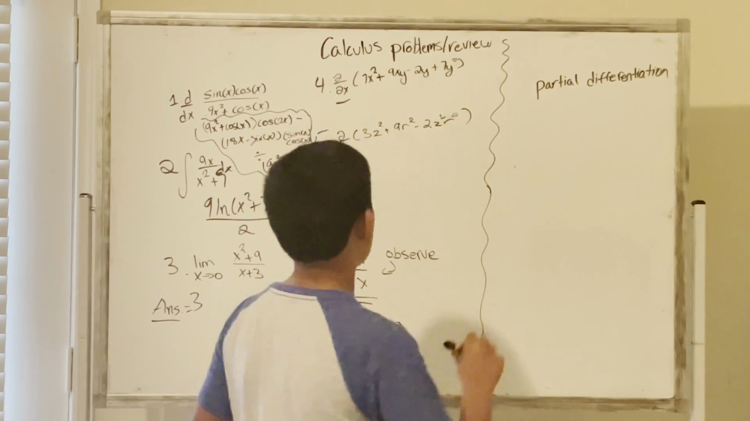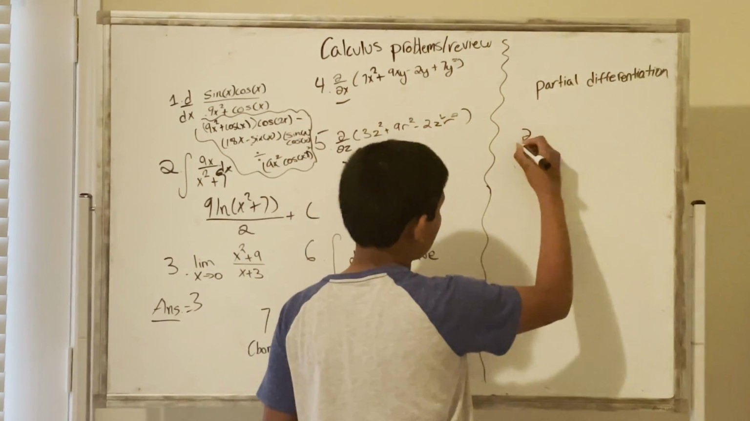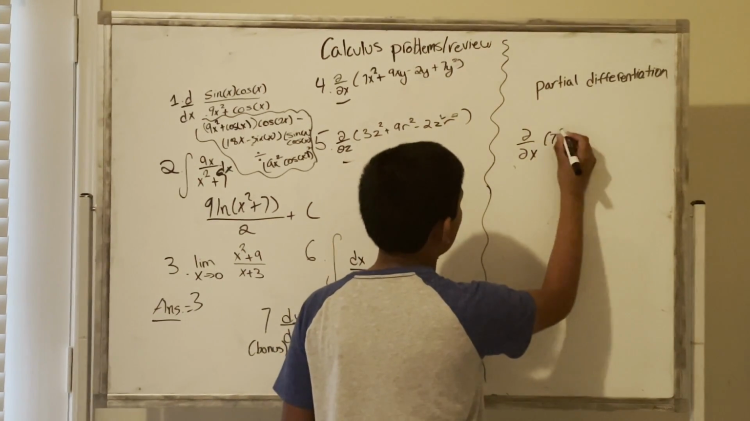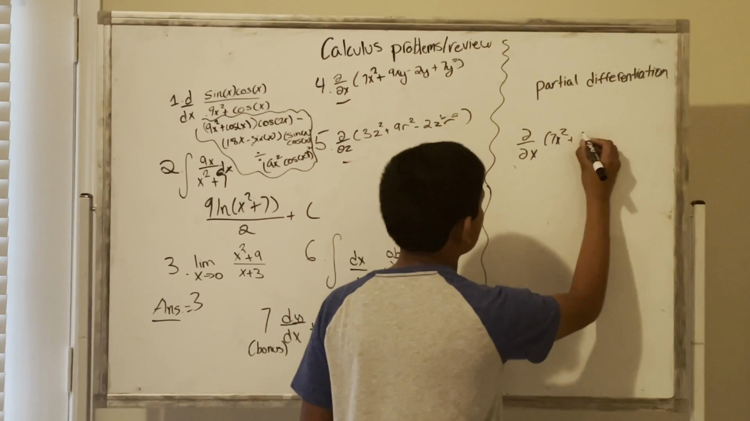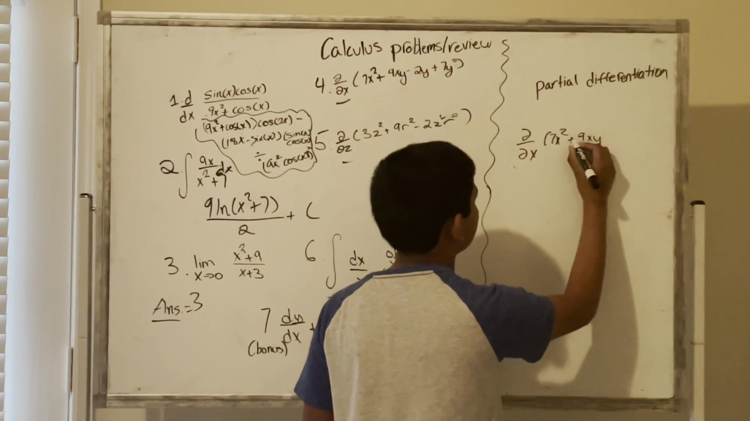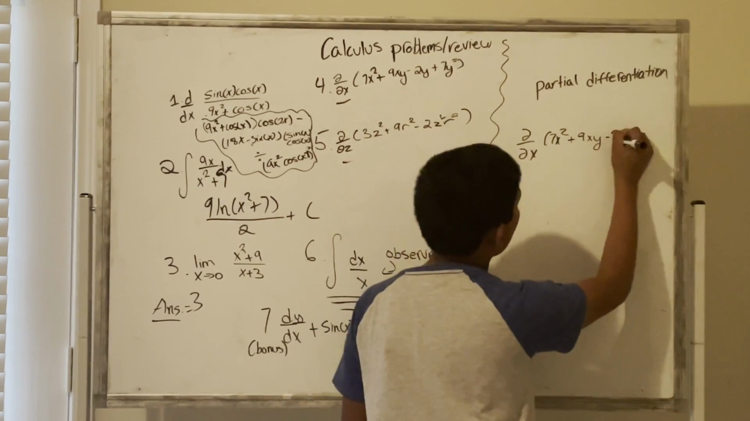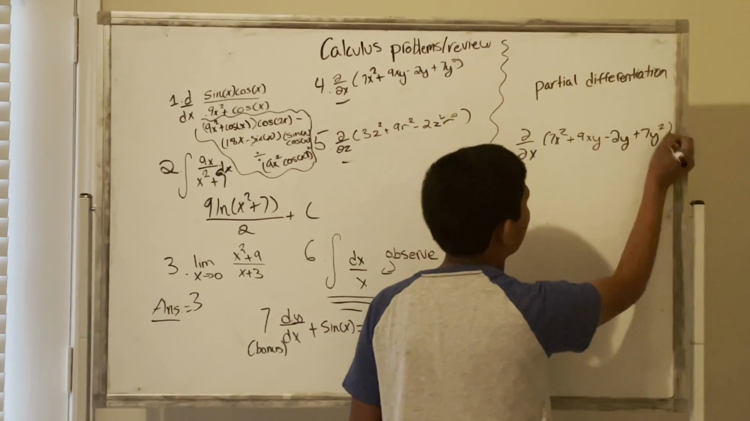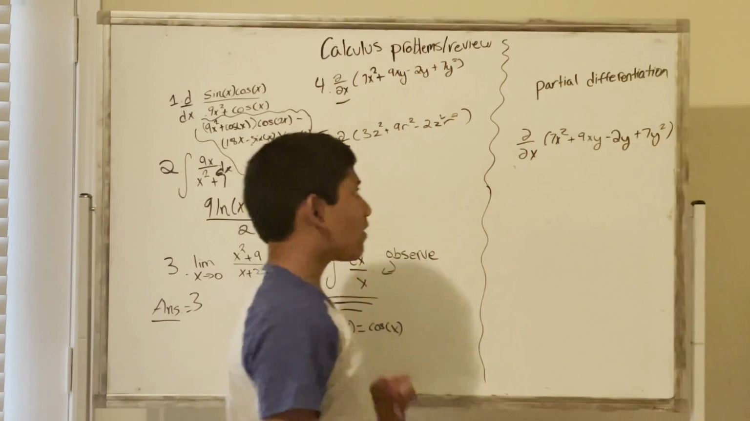So let's start with the first one. We have the partial derivative with respect to x of 7x squared plus 9xy minus 2y plus 7y squared. Okay, so we're going to be solving this problem.